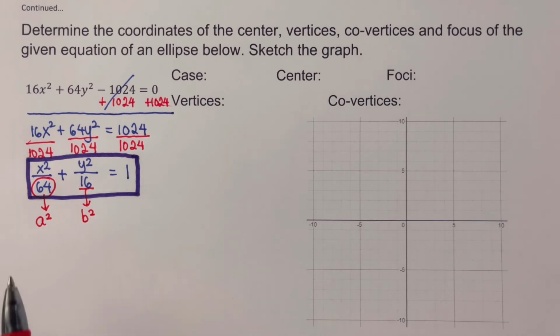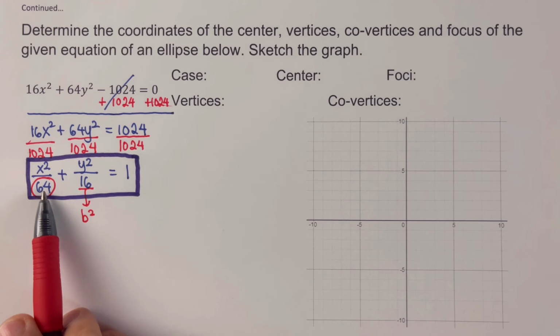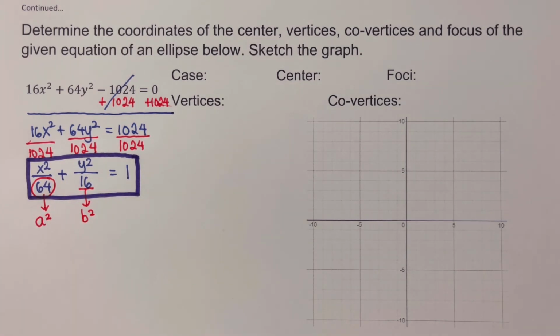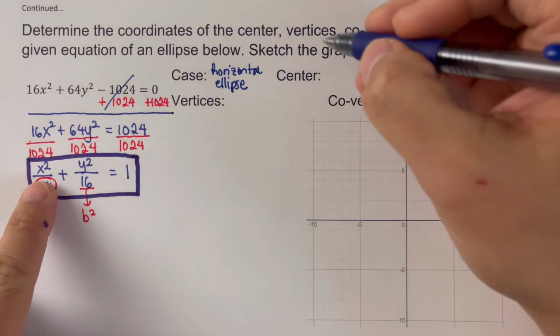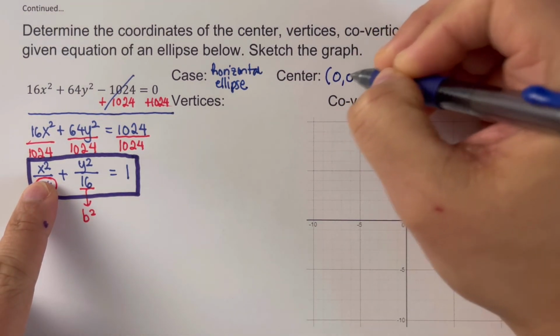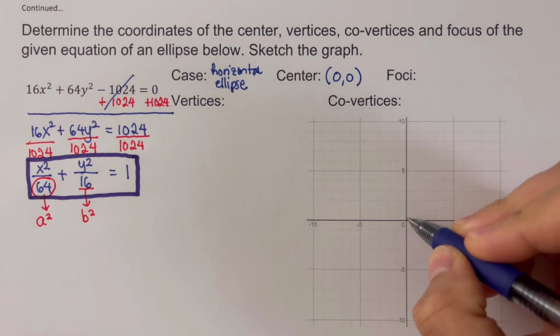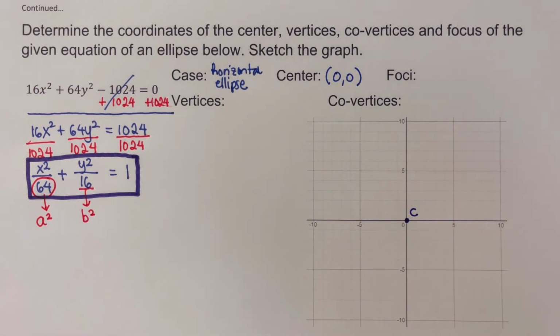So we can go ahead and say that since 64 is the denominator of x squared, and remember x is left or right on the axis, this means that this is an example of a horizontal ellipse. So I'm going to write that up here. And the center for this ellipse is at (0, 0), the point of origin. So I'm going to write that right here, and I can sketch that center right here, which is at (0, 0).